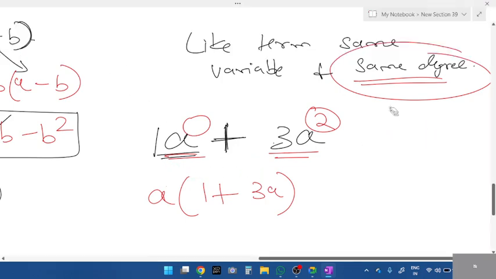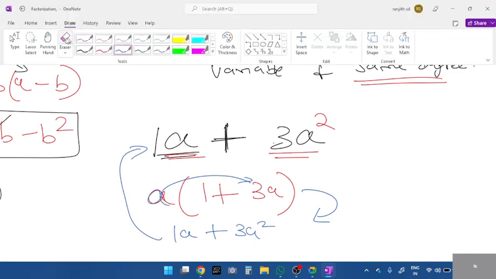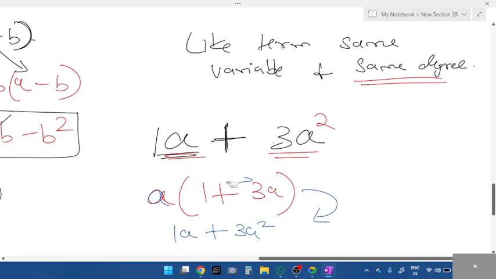So remember, students, whenever unlike terms are there, you can't add or subtract them, but you can factorize them. Once you factorize, we'll go back to the question. We'll use the bracket rule. What is the bracket rule? Multiply this. What is a into 1? 1a. Plus a into 3a is 3a square. Are we getting the question back? This is known as the bracket rule. Each and everything is interlinked.